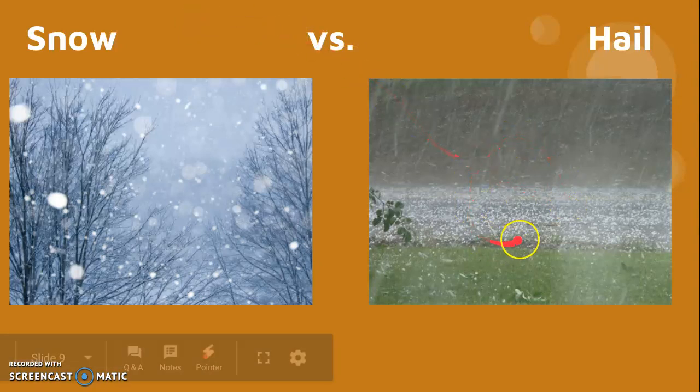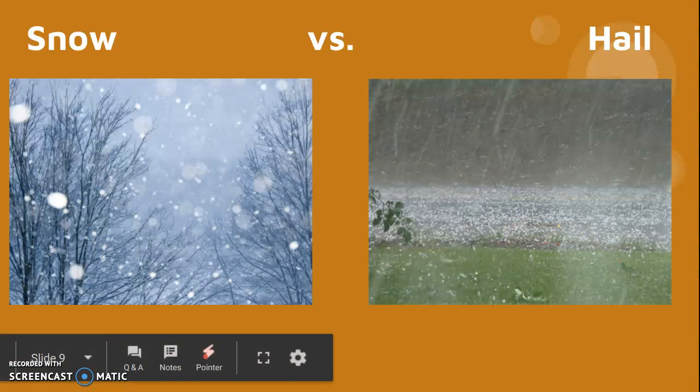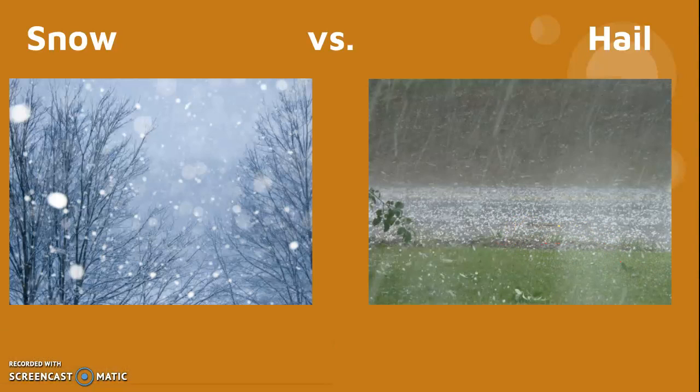Hail is a product of high updrafts formed from cumulonimbus clouds that have freezing temperatures. Water droplets collide with one another and begin to form hailstones.